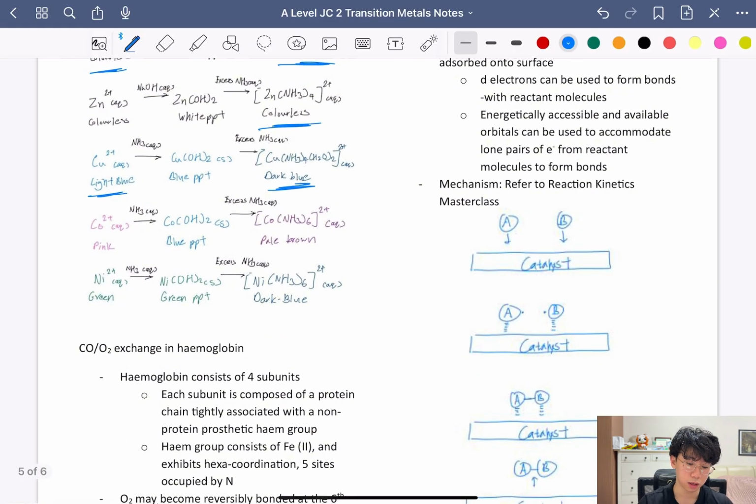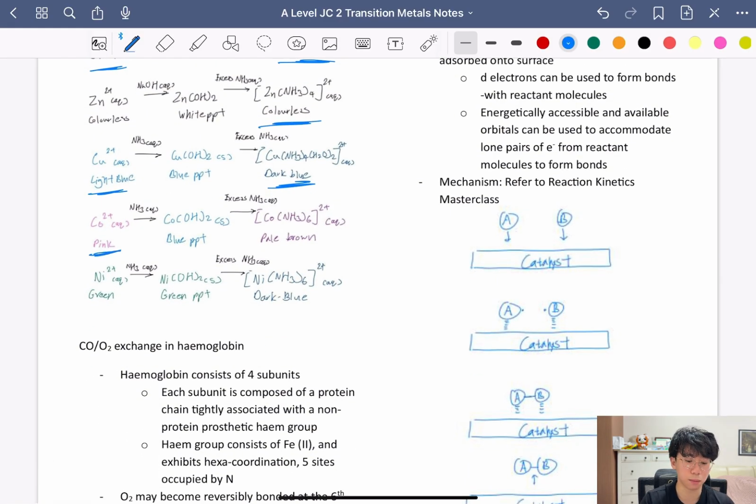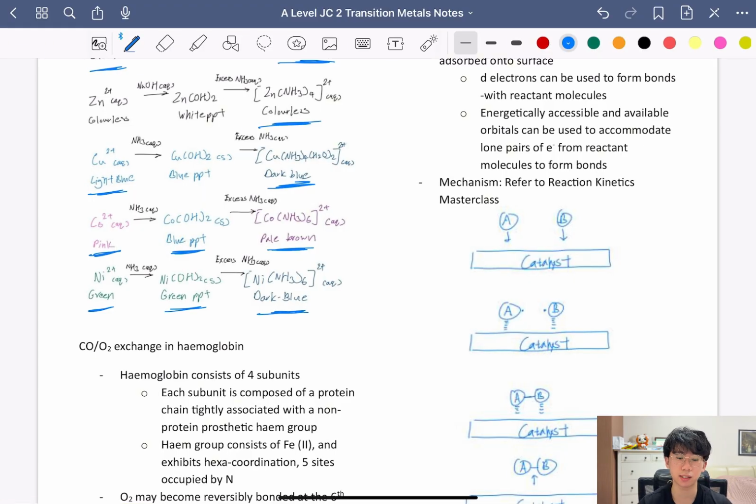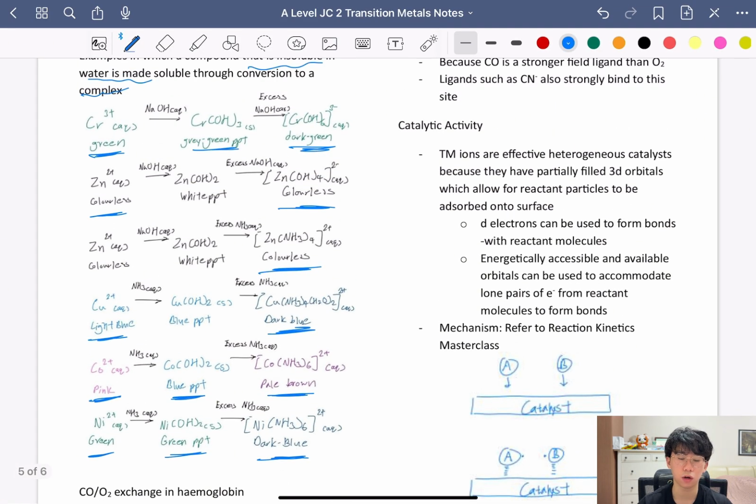And some of the new ones that you might not have seen before are like for cobalt, that gives a blue PPT in the middle, and upon addition of excess NH3, you form a pale brown solution. Nickel, you start with green, and then you get a green PPT in the middle, and then when you add excess NH3, you get a dark blue solution. So I would advise that you memorize all of these solutions and the formulas and the colors of these complexes as well.